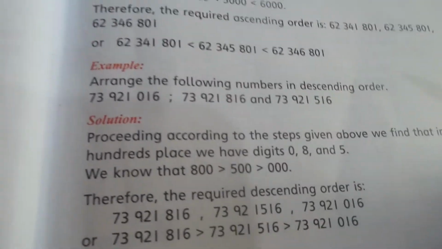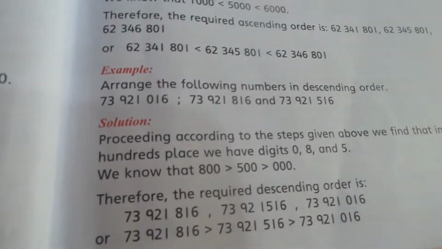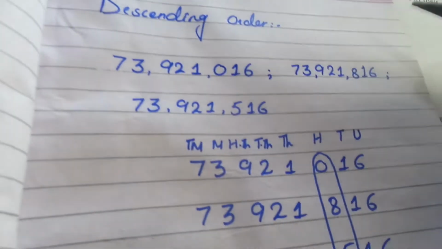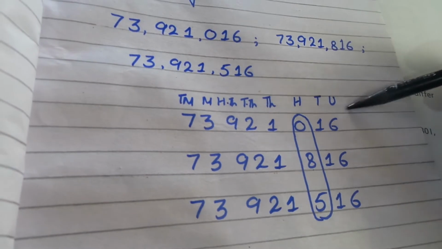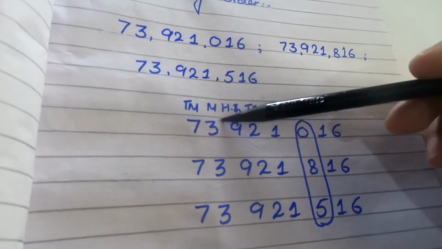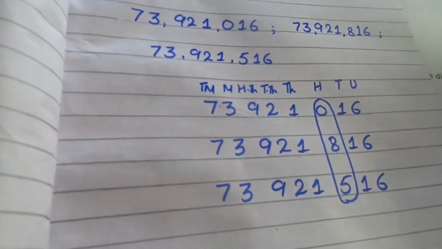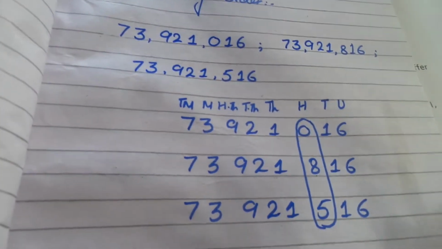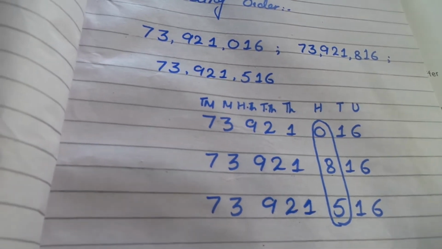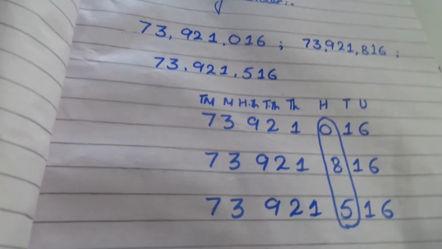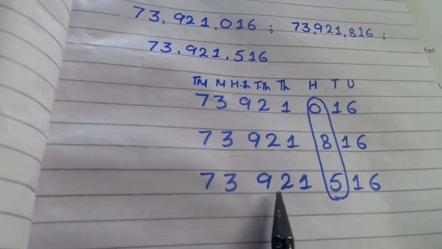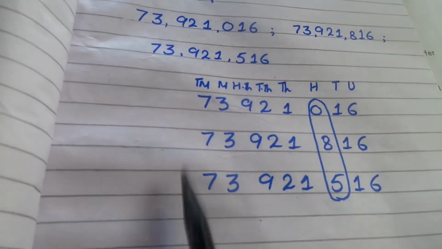Now, how to arrange the numbers in descending order? Here is the example. 1, 2, 3, 4, 5, 6, 7, 8. An 8-digit number goes to 10 million. How to arrange these 8-digit numbers in descending order? In descending order, we go from higher to smaller, bigger to smaller number. Which number is bigger? Look at this. 10 million, million, 100,000, 10,000 and 1000 have the same digits.